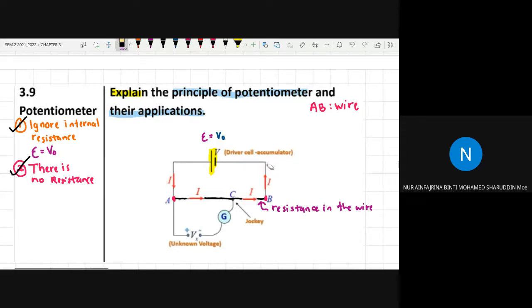Right? So now we will arrange it in series. For the time being, please ignore this one. Focus on the top part first. So we will have the driver cell, the accumulator, and a wire. Miss will arrange the wire from A to B. In the wire there will be resistance. The others are all connecting wires. So Miss arranges it in series. When it is in series, what is the same? The current that flows, what is the same when it is in series?